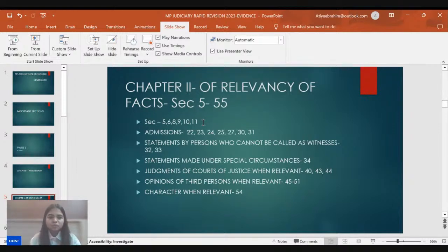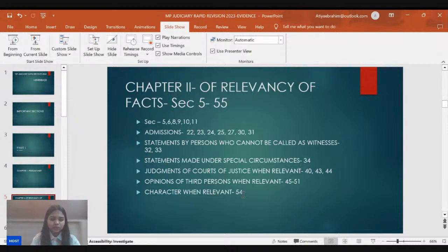Yes. So please mark down these sections. These are also important sections. It's of relevancy of fact, section 5 to 55, and these are the sections: 5, 6, 8, 9, 10, 11, 22, 23, 24, 25, 27, 30, 31, 32, 33, then 34, 40, 43, 44, 45 to 51, and 54. So part 1 will be done.